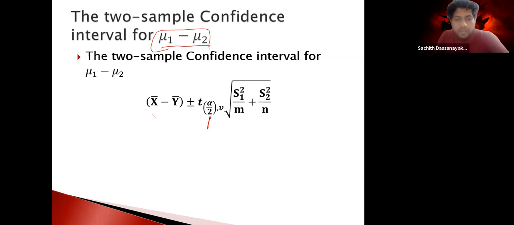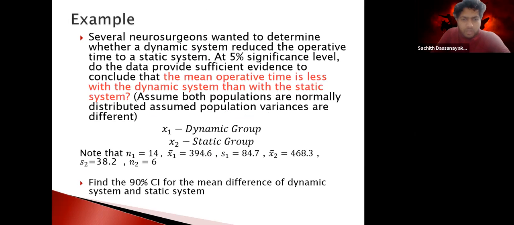Same here, it doesn't matter whether we are using t or z. We have to use alpha over 2. And for the degree of freedom, you have to use the previous equation. Using that formula, plug the values, find v, then you can find the confidence intervals. I did this example right here using this dynamic group and static group. At the end of the class I think I finished this.